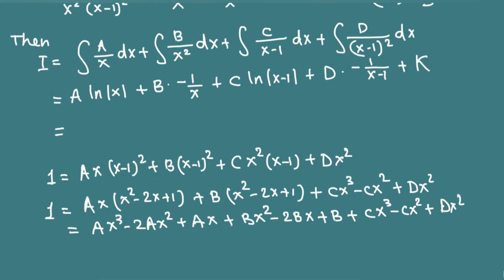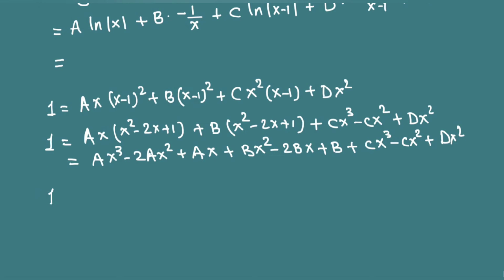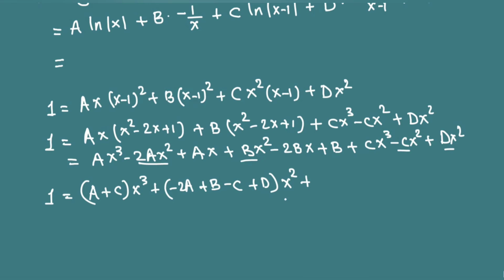Now we combine the like terms in the right side. So 1 equals the cubic terms ax cubed plus cx cubed, we can pull x cubed out, so (a plus c) x cubed, plus the squared terms: minus 2a plus b minus c plus d, that many x squared. Now for x: ax minus 2bx, that many x's. Then the constant term is plus b.